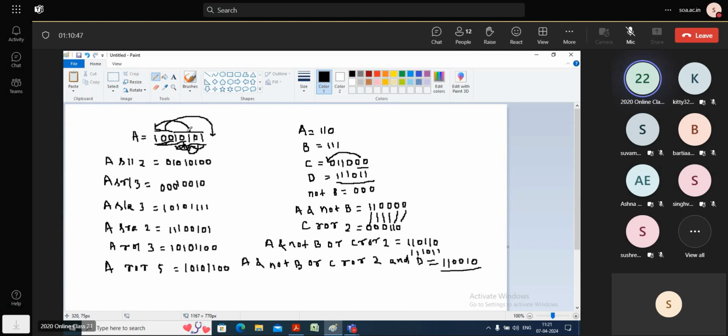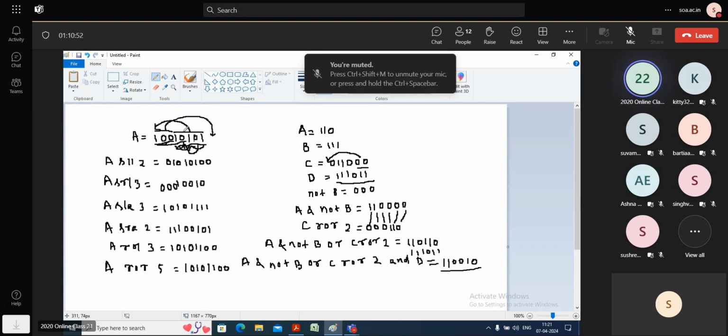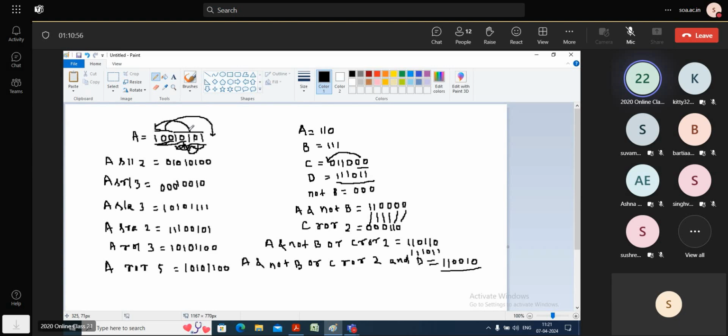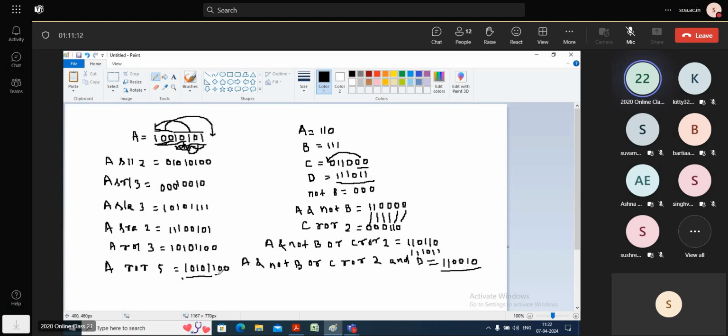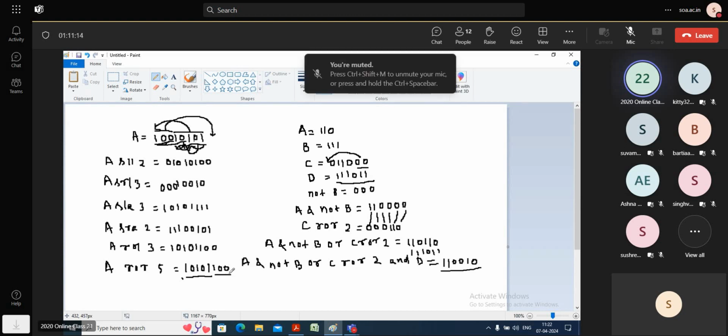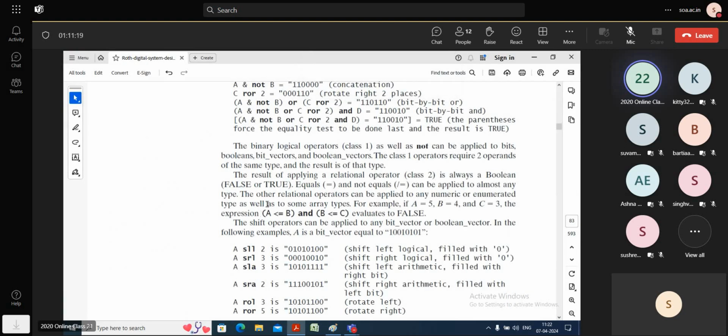So ROR 5 means rotate right, now we'll see from the right. We rotate 5 positions, so the rightmost 5 bits, that is 10101, will come to the left, 10101. Now automatically this 100 is shifted towards the right. So this is ROR 5.